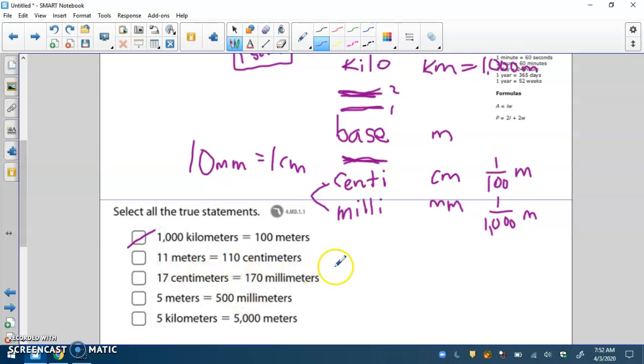11 meters being equal to 110 centimeters. Well, the relationship between centimeters and meters is that there's 100 centimeters in a meter. Centi meaning 100, there's 100 centimeters in a meter. If I multiply 11 times 100, I do not get 110, I get 1,110. So that would have to be how many centimeters? 1,110 centimeters is equal to 11 meters, not 110 centimeters.